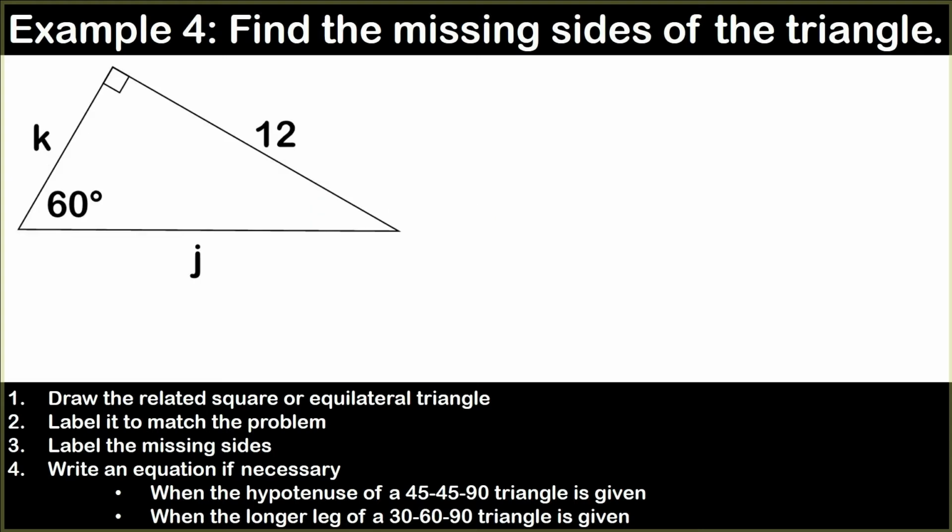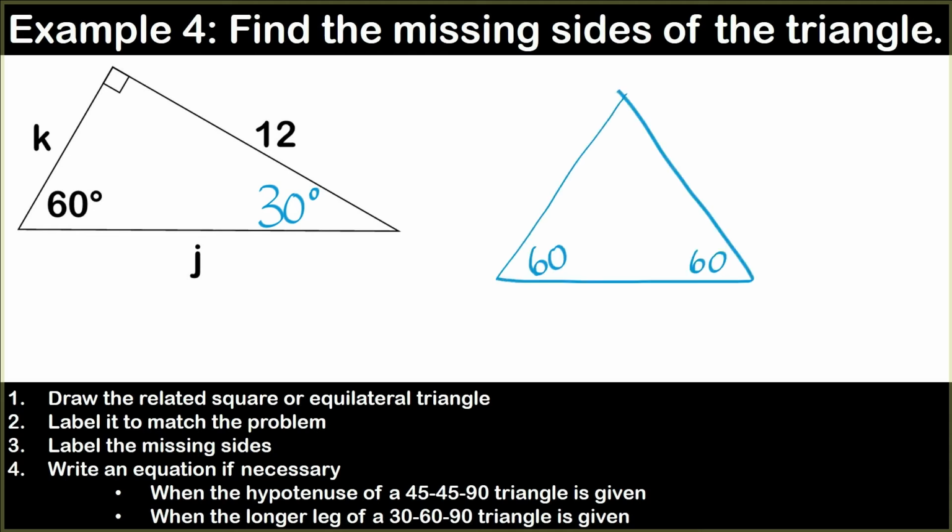Example 4, find the missing sides of the triangle. Again, there's a 60-degree angle and a 90-degree angle, so this needs to be a 30-degree angle. So I know that this is not half of a square, this is half of an equilateral triangle. So I'm going to draw that related equilateral triangle. And now I'll label it exactly the way it's labeled in the picture.